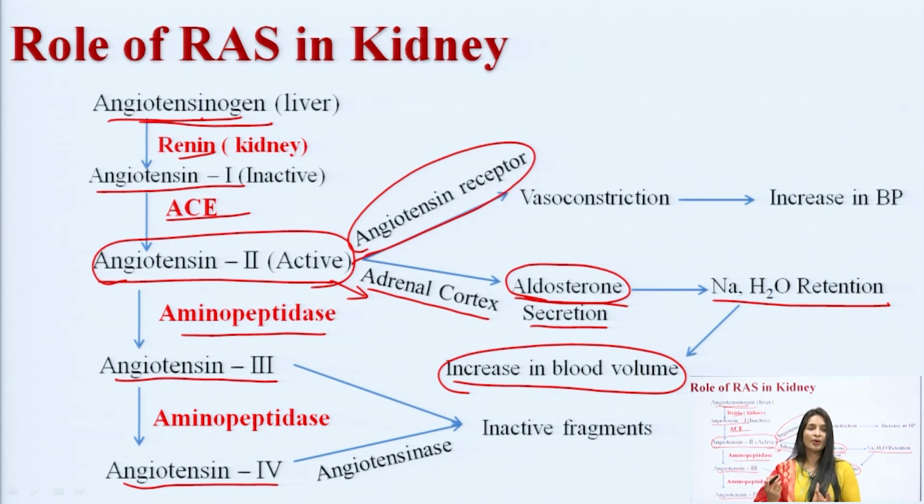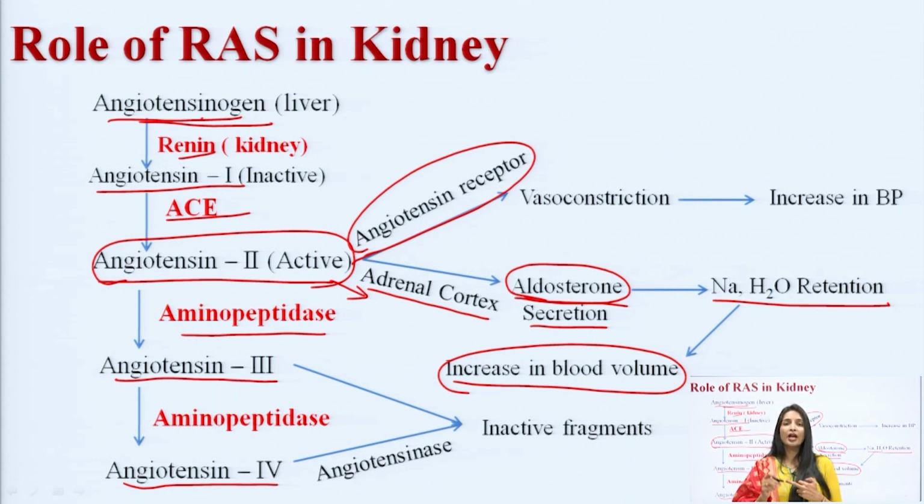Blood pressure also automatically will get increased. So, this is the overall flow chart of the renin-angiotensin system. These are the few points you have to remember here. We have 4 peptides named angiotensin 1, 2, 3 and 4. Among these, angiotensin 2 plays a very important role here.